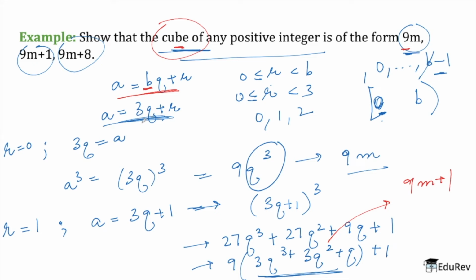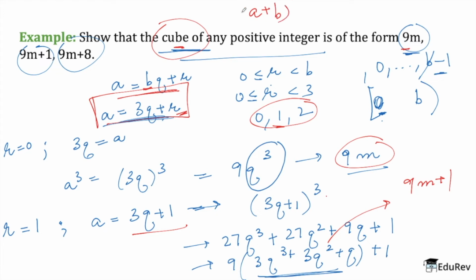Okay. Now if b is 3, then the remainder can be what? Either 0, 1 or 2, because the remainder has to be between 0 and 3. So if I put remainder as 0 in this equation, a is going to be 3q. So the cube of this is going to be 9q cube, and I assume that 9q cube is nothing but what? M. So it's of the form 9m. Similarly, when I take r as 1, it's going to be 3q plus 1. Then I have to take cube of it. I have to apply the identity of a plus b whole cube. When I open it, this is the equation that is going to come.